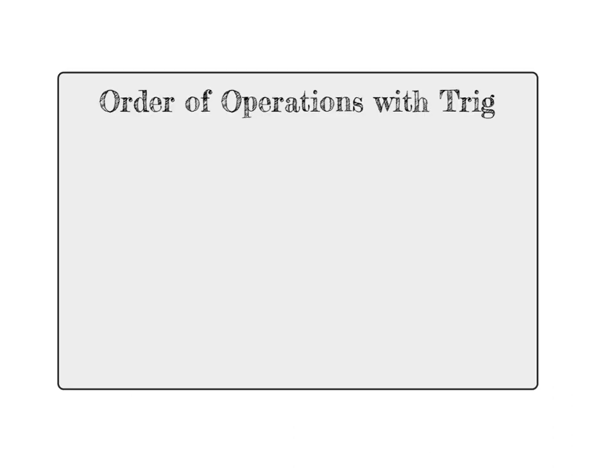Hey pre-calc students, just wanted to make a quick video on the order of operations with trig. Many of you are familiar with PEMDAS, which stands for parentheses, exponents, multiplication, division, addition, and subtraction. And this is the order in which we complete operations when we see them. With trig is an operation that comes right after parentheses.